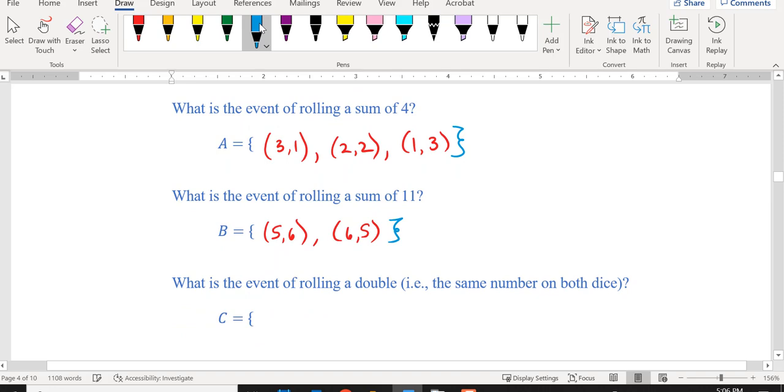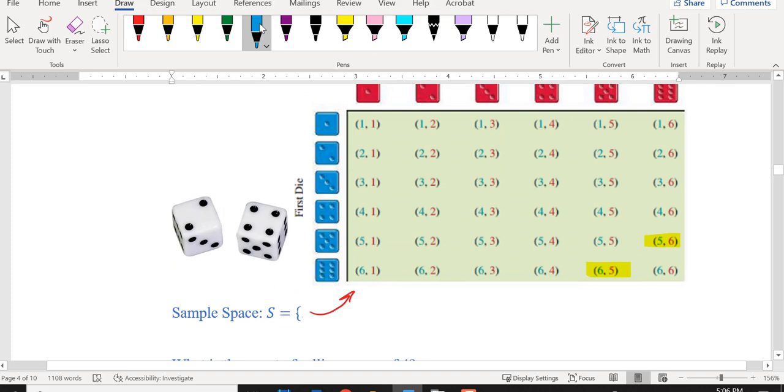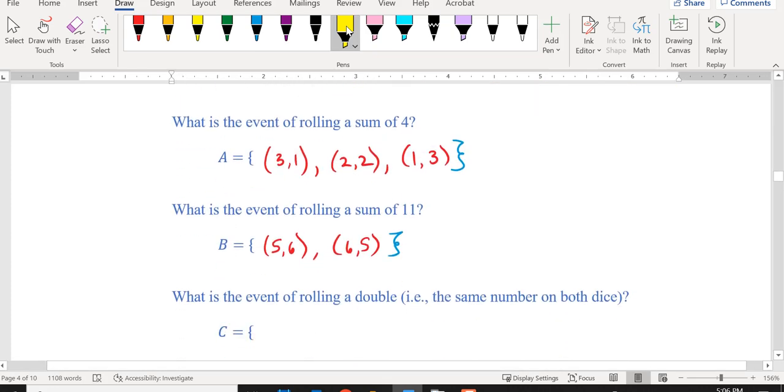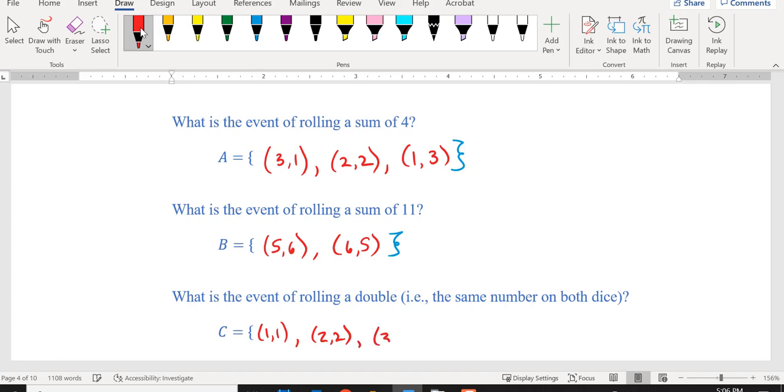What is the event of rolling a double? And a double means the same number on both dice. So the event of rolling a double would be (1, 1), (2, 2), (3, 3), (4, 4), (5, 5), or (6, 6).